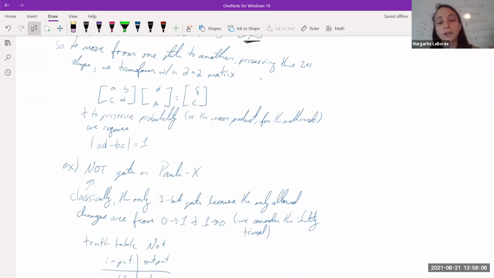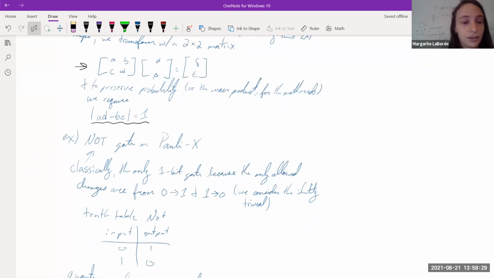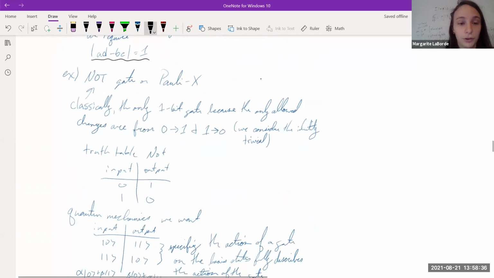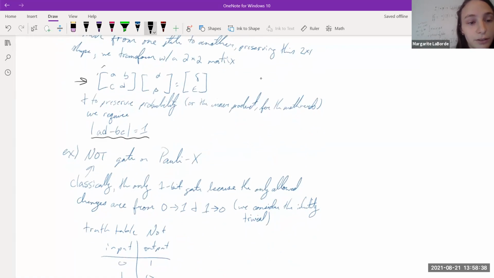Now, okay, using that notation, say we want to move from one state to another, and we want to preserve this sort of dimension. Well, linear algebra tells us the way to do that is a 2 by 2 matrix that looks something like this. And then we also require that you preserve probability, or the inner product for our math nerds, and that looks like this. So that says that this matrix has determinant magnitude 1. All right, so all of our gates are going to look something like this, with this condition.